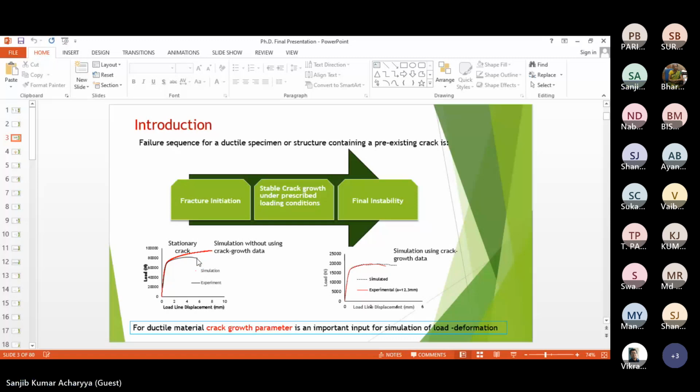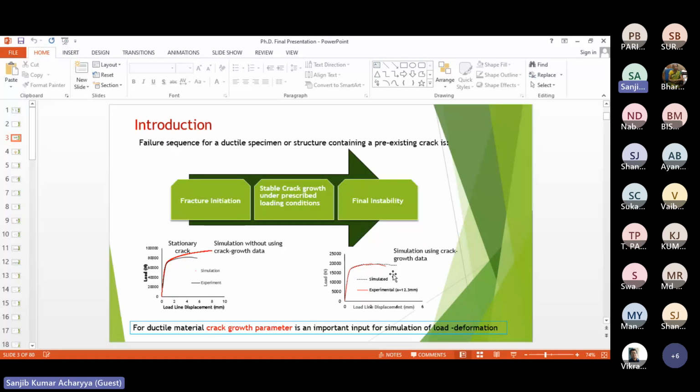There is a load drop while crack growth takes place. But if we don't give any input of crack growth phenomena to simulate, then this load drop will not be captured in simulation. So the load versus LLD curve from a stationary crack will go upward of the actual experimental curve. And if we give some crack growth data as material input, then we can simulate. Look at the right side curve: the simulated curve is more or less at par with the experimental curve, because in the right side we have given some crack growth information, crack growth data, either in terms of JR curve or in terms of CTOD versus displacement, or some micromechanical model like the Gurson model.